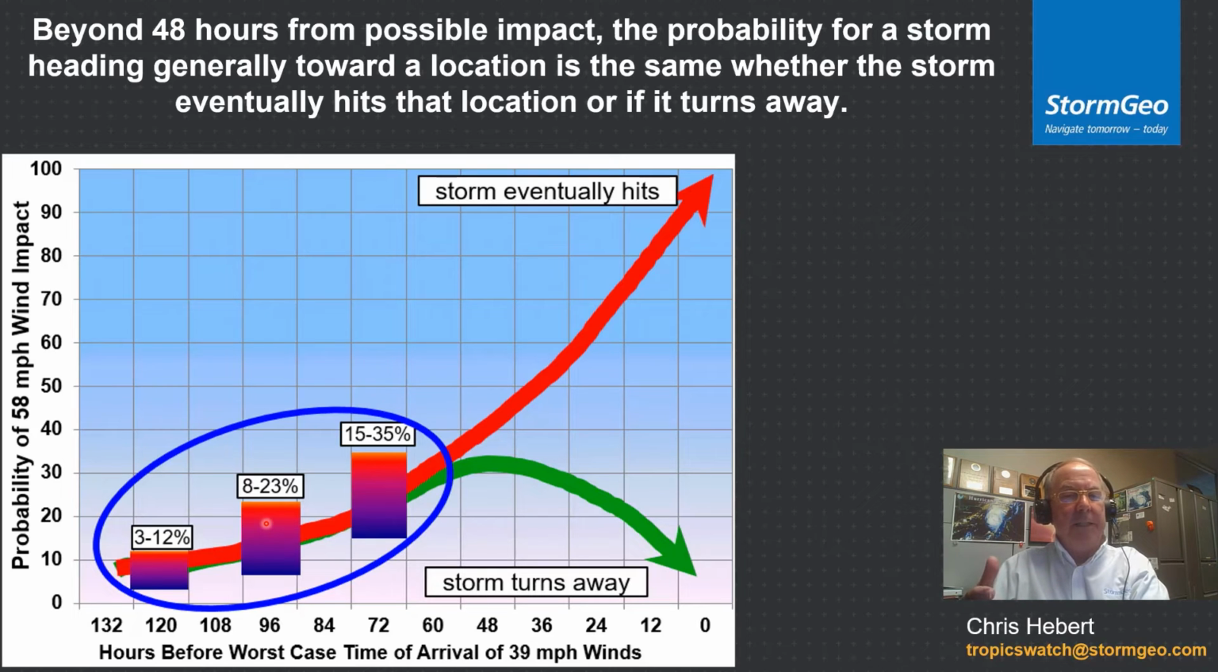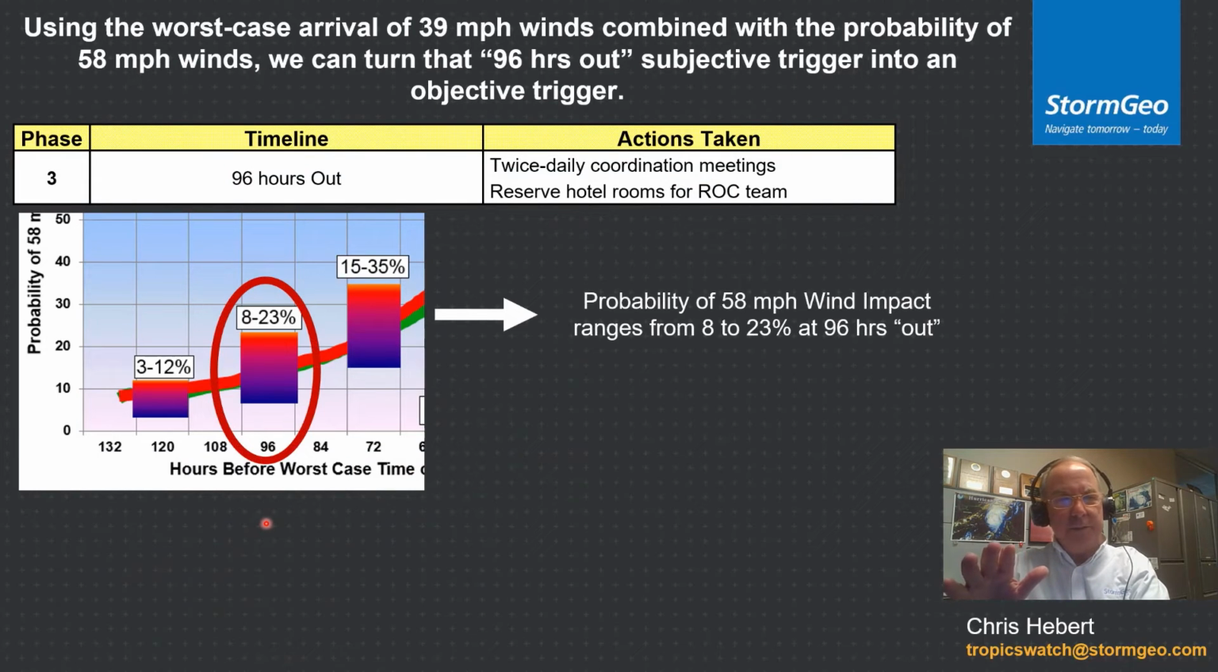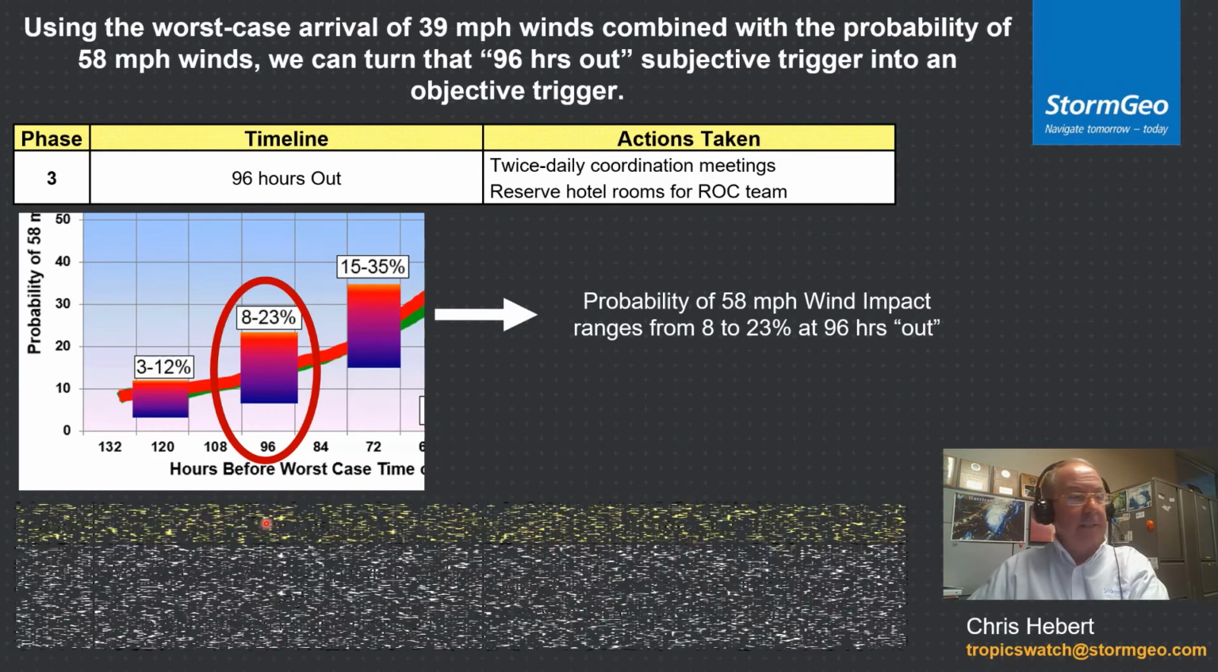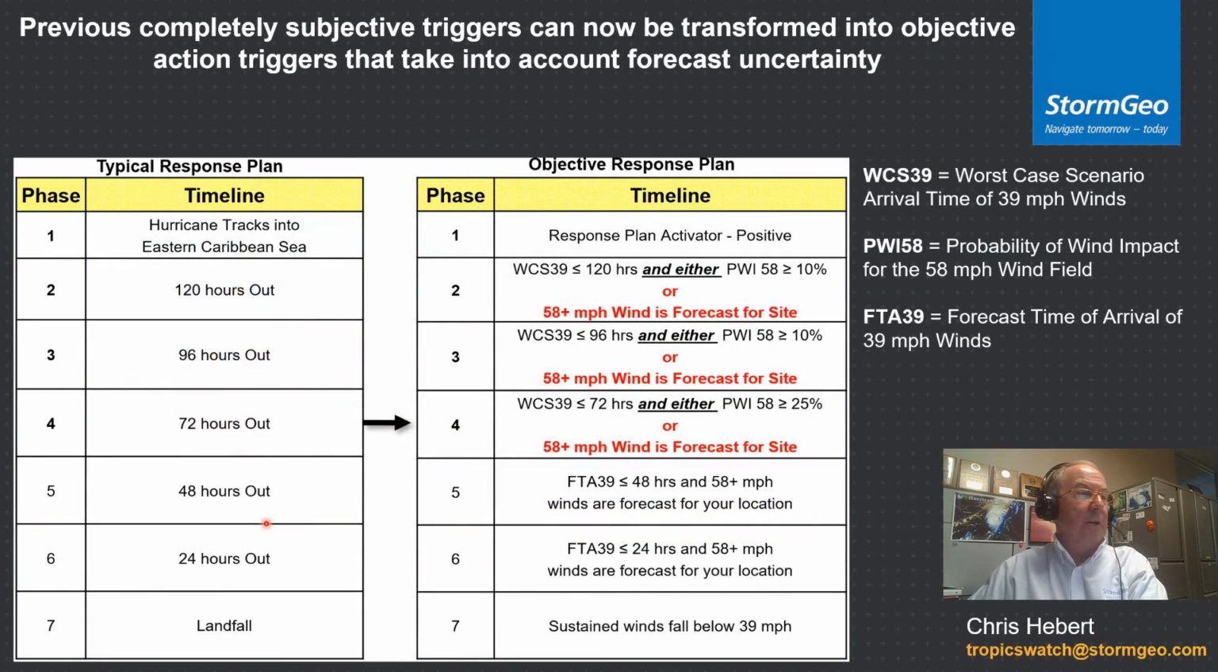Let's take a look at how this might be done for, let's say, this 96-hour point here. At 96 hours, the range is somewhere between 8 and 23%, and it depends generally on the projected size of the wind field. This determines whether the storm is heading in your general direction, and it could be at your location within 96 hours. And so we take that 96-hour trigger and we make it objective. Worst case, the storm could arrive within 96 hours, and it's very important that both must be met. The probability of wind impact must be, in this case we chose 15%. Could be lower, could be higher, depending upon your level of risk at any particular step along your hurricane response plan.